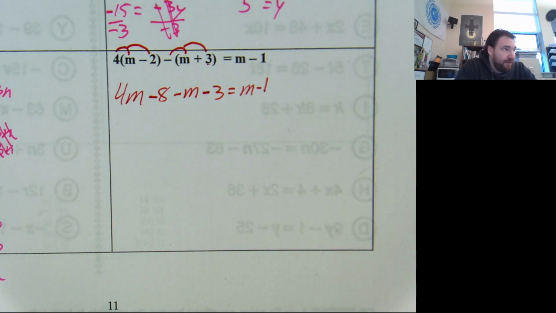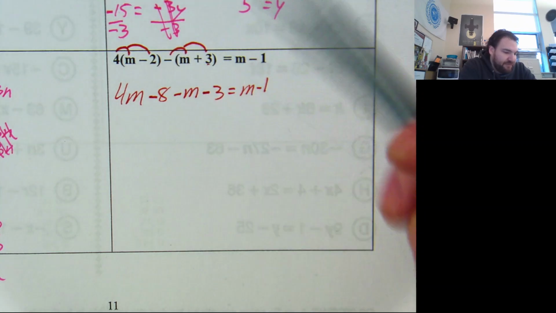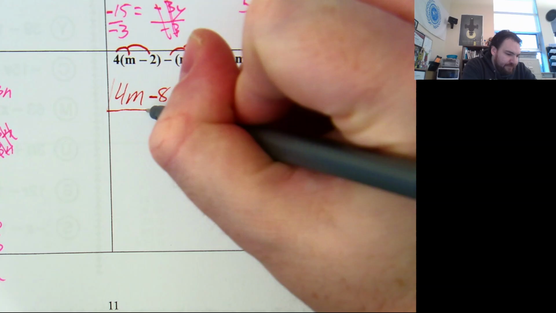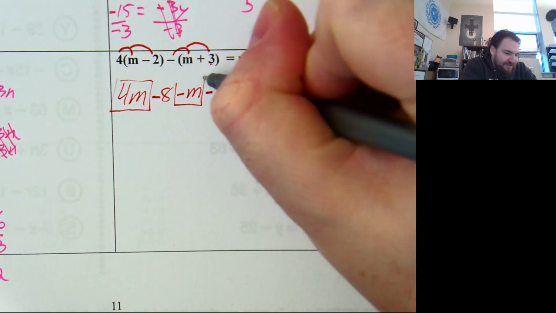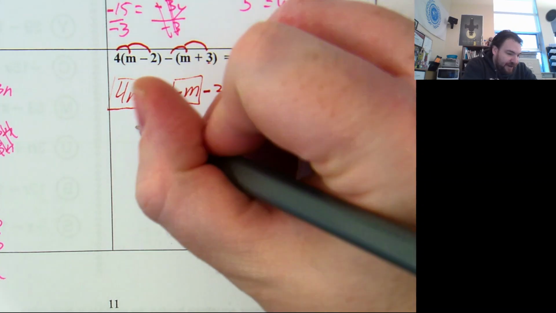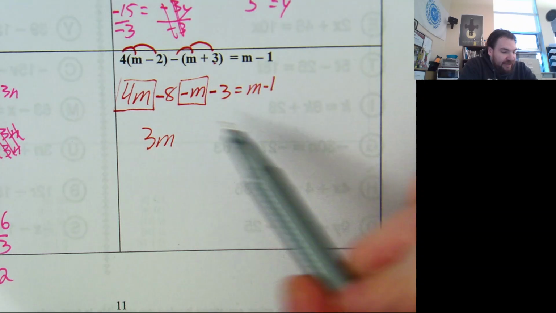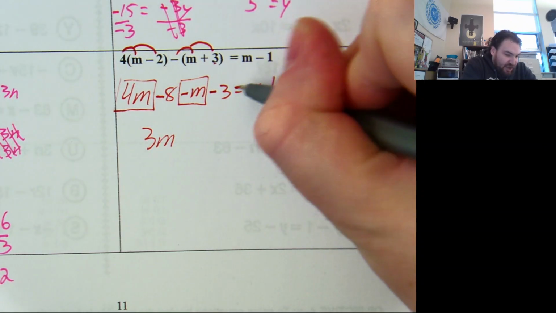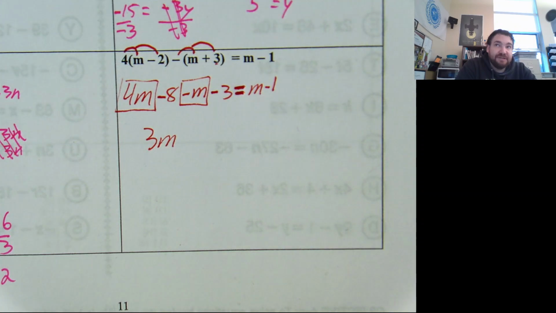And now, Ethan, your favorite part. We're going to collect those like terms. So 4m minus m is going to give us 3m. And those are the like terms on the left-hand side because, again, you can't go across the equal sign.